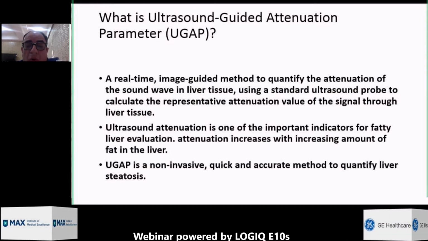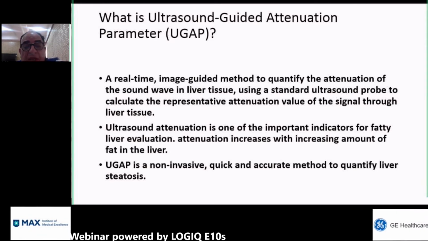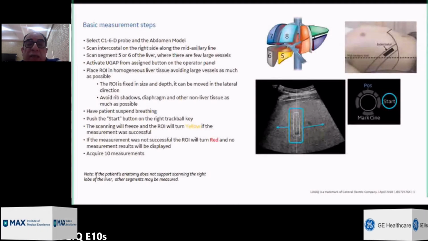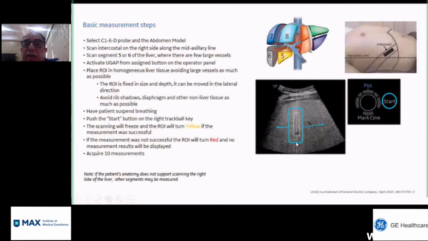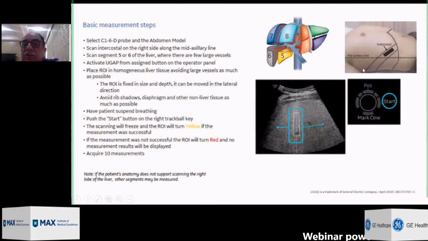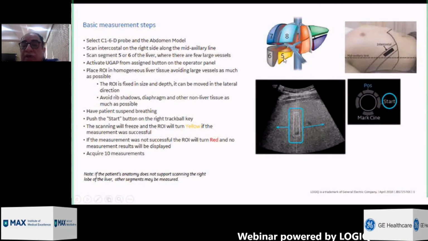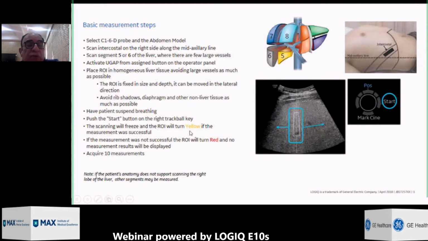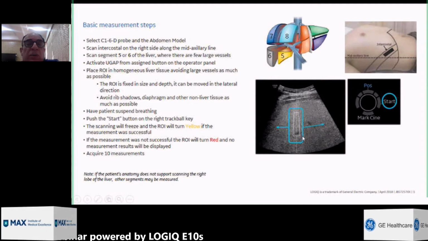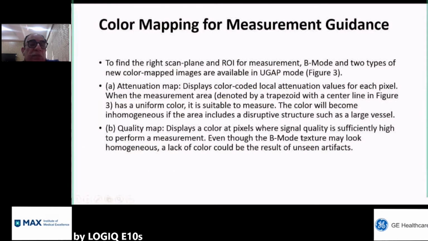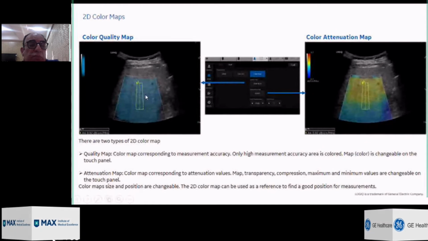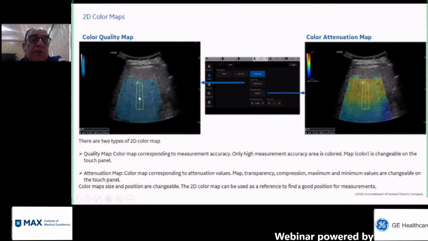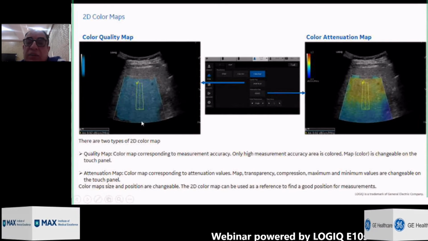It's got all the advantages of shear wave imaging, so I'm not going to go into that. The technique is very similar. We select 7 and 8, in the supine position, intercostal, with the arm elevated, after 4 hours of fasting. And again, very similar, we have quality control measures here. So we have a color quality map which tells us we can rely on the attenuation map here.